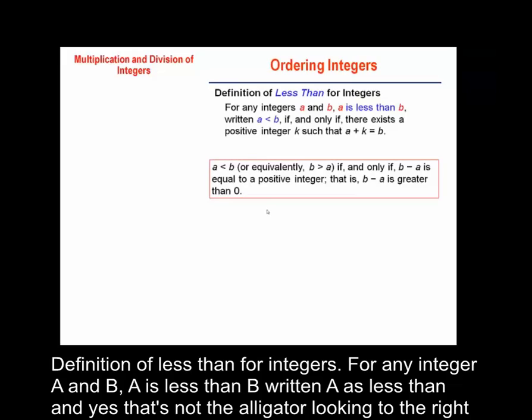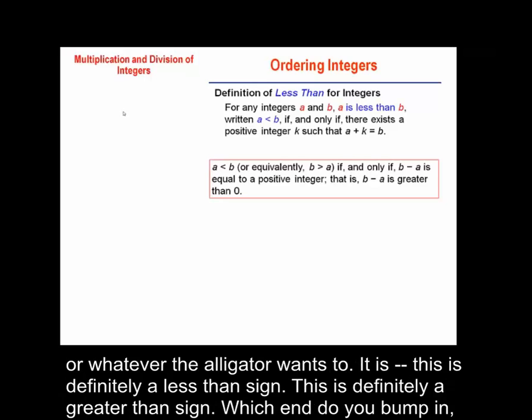Definition of less than for integers. For any integers a and b, a is less than b, written a < b, and yes, that's not the alligator looking to the right or whatever the alligator wants to. This is definitely a less than sign. This is definitely a greater than sign.